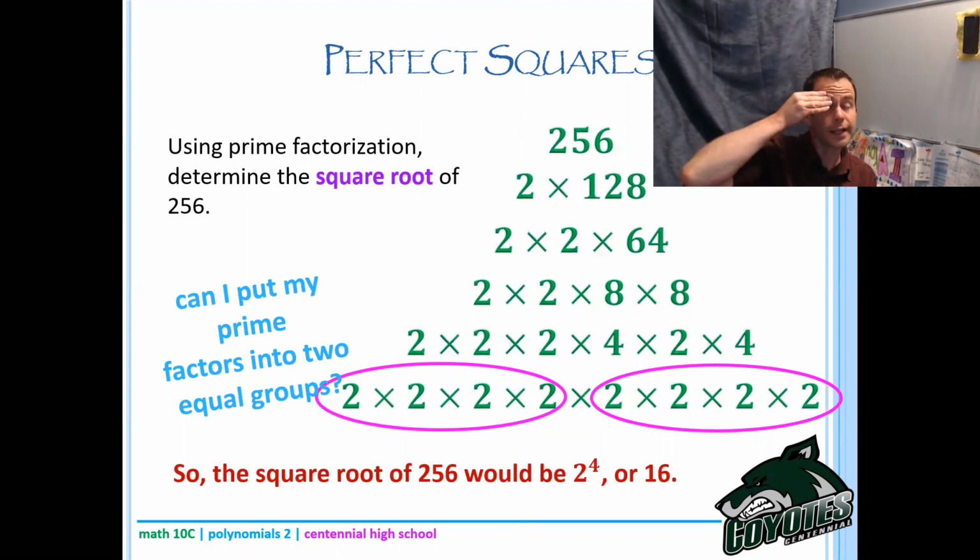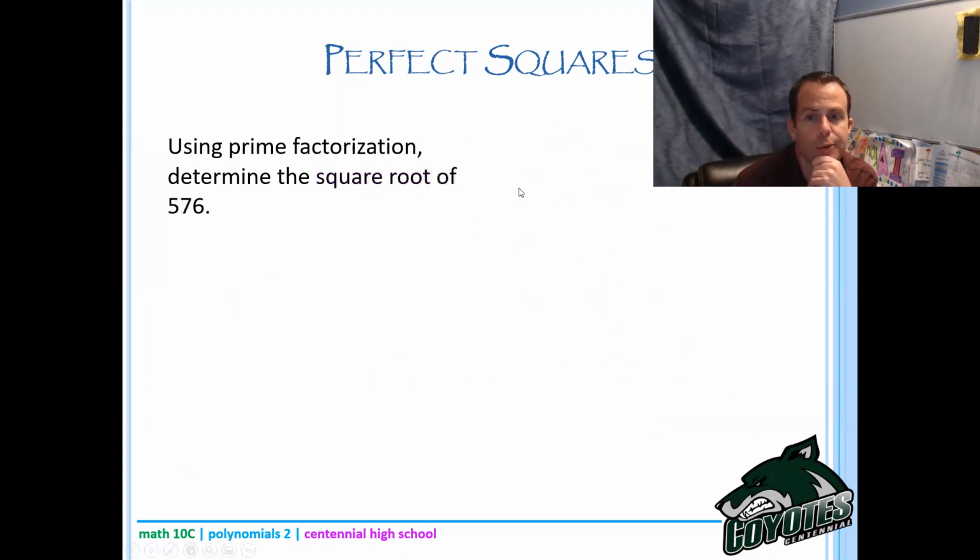So when I ask you to do this on a test, and I will, I want to see the prime factorization, and then I want to see you being able to take all those prime factors and put them into the 2 equal groups, where one of those groups is the square root. Okay? Okay, now you try. Again, we're going to do prime factorization, and then we're going to determine the square root of 576. Go ahead and pause me.